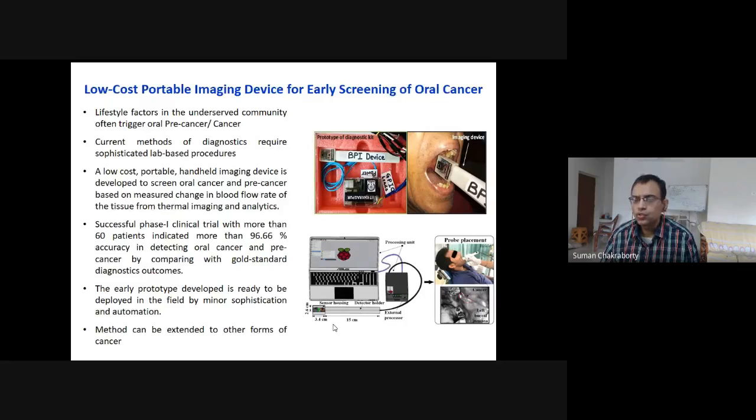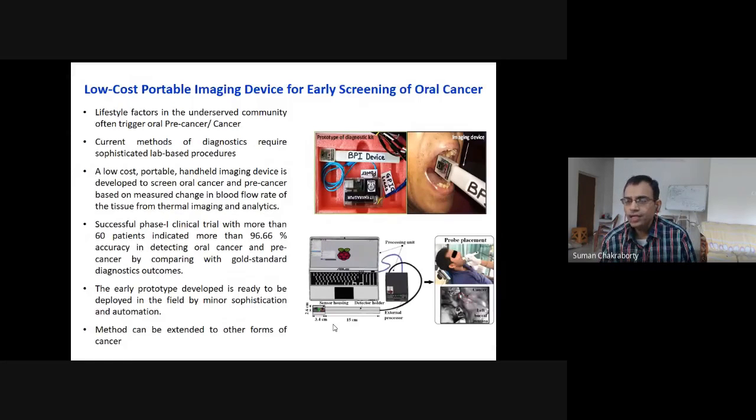So our research group has developed a simple handheld device which is a thermofluid based detection principle premised device. What it does is, from the thermal imaging of the oral cavity, it calculates by inverse computational fluid mechanics and heat transfer the blood flow rate in the tissue.